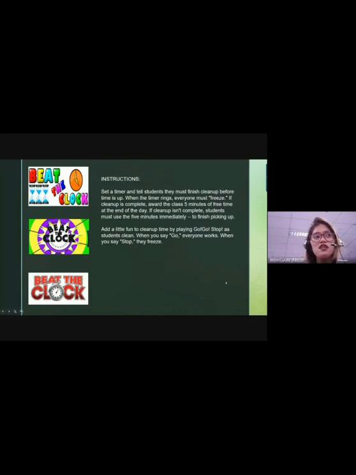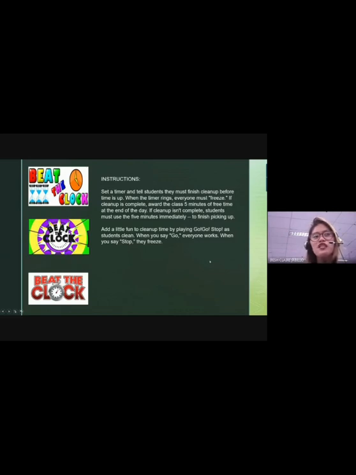This activity has an instruction to set a timer and tell students that they must finish cleanup before the time is up. When the timer rings, everyone must freeze. If cleanup is complete, you give an award: the class gets 5 minutes of free time at the end of the day. But if it's not, you give an additional 5 minutes to finish picking things up.